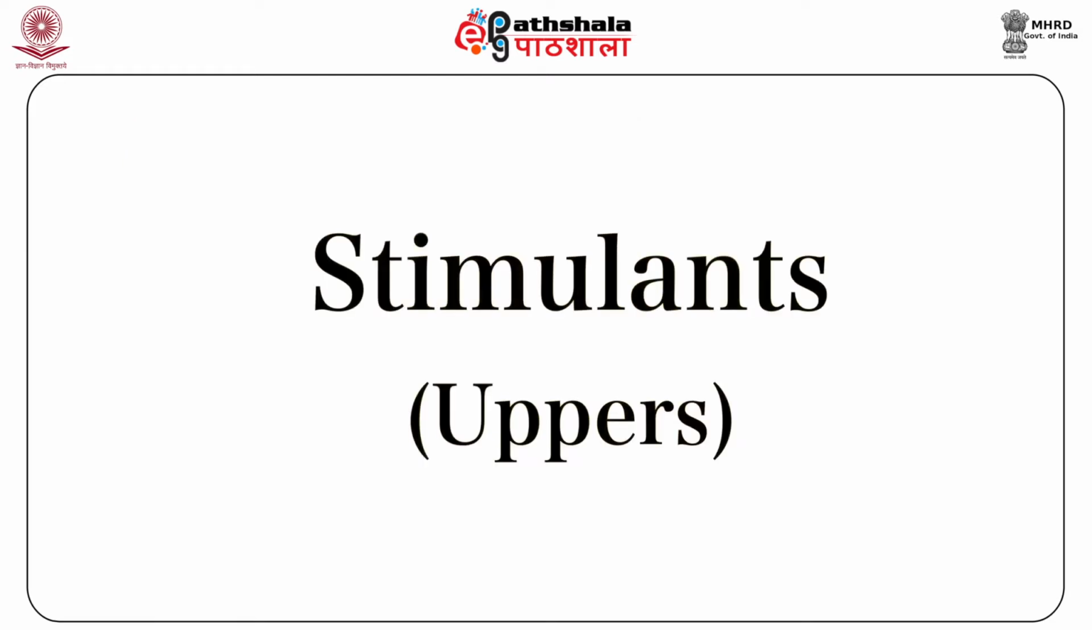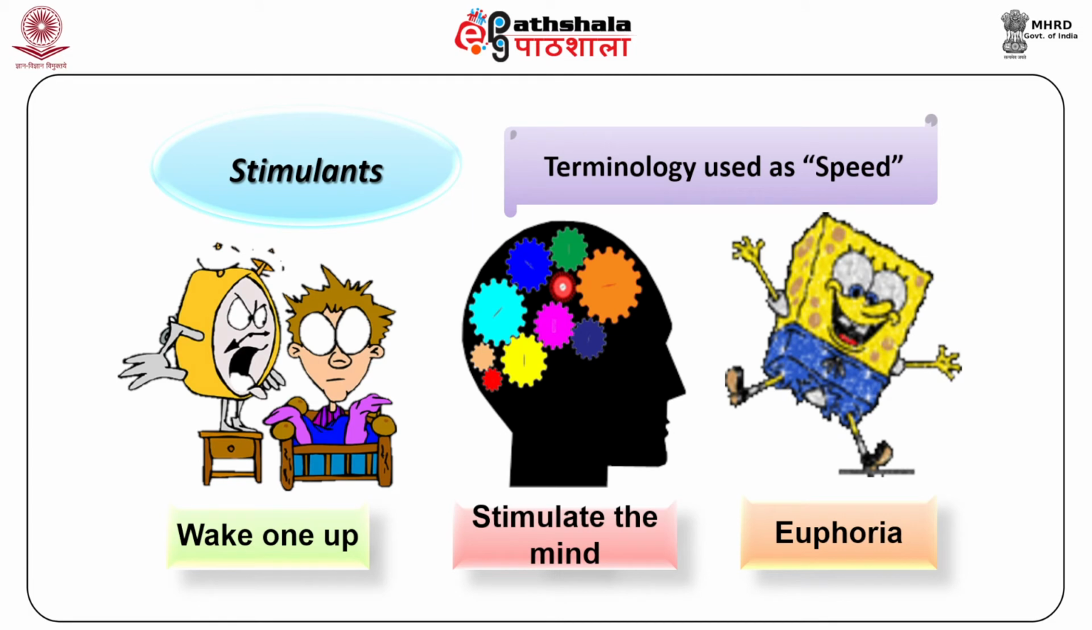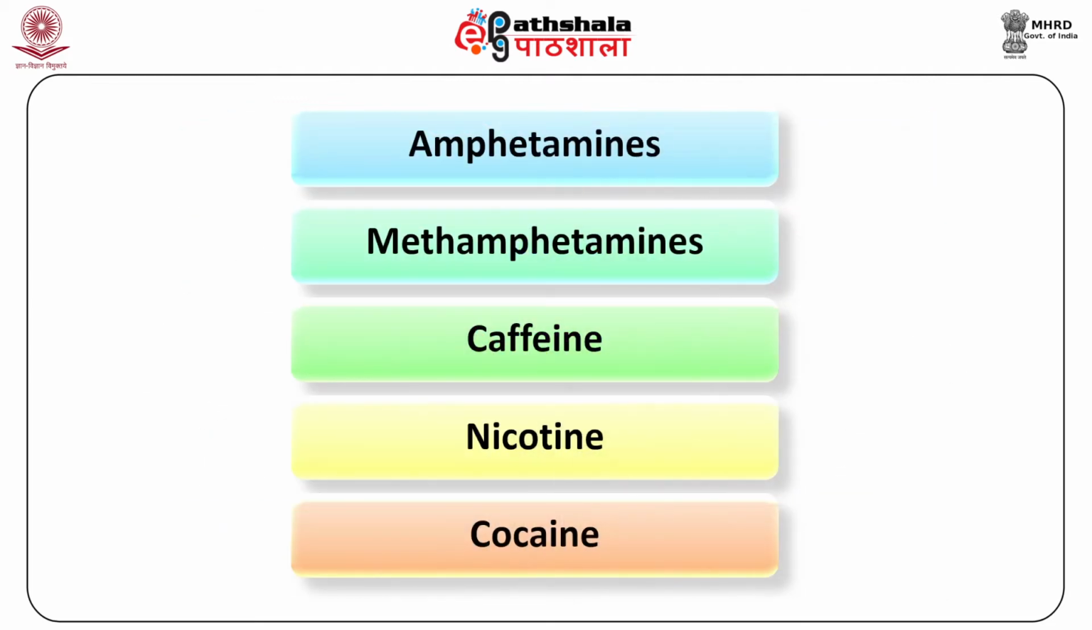Coming on to stimulants. Stimulants are those substances that stimulate the mind, wake one up and produce euphoria, that is a feeling of well-being, but do not affect one's perception. Examples of stimulants are amphetamines, methamphetamines, caffeine, nicotine, cocaine, etc.